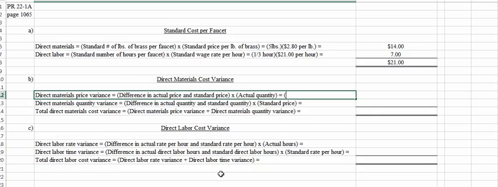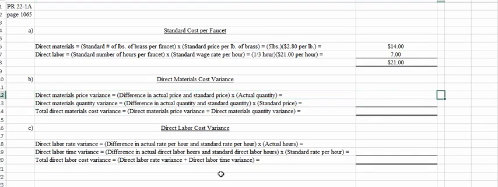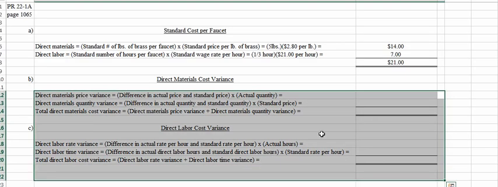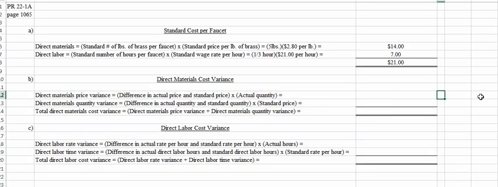Okay, so let's see what we've got here. Our direct materials price variance. Our standard price per pound of brass is $2.80. Our actual price per pound of brass is $2.72. Actual price is less than the budgeted or standard price. So we know before we even get started, we want to mark all these as F or U. This one is going to be favorable, right?